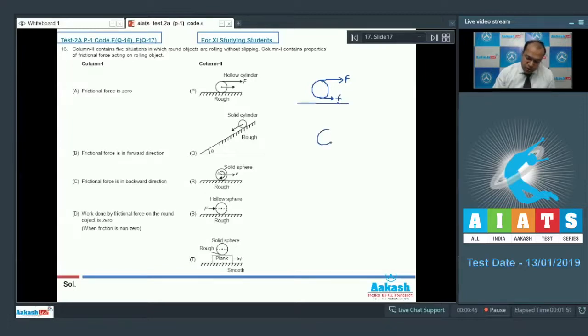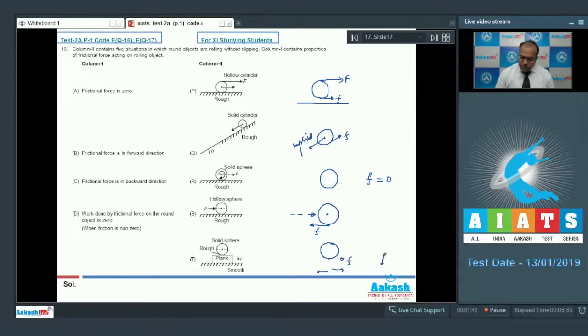Similarly, if I draw the free body diagram of the solid cylinder in this case, mg sin theta is acting in this direction and the frictional force is acting in this direction. Since the solid sphere is in the state of perfect rolling, the frictional force in this case is 0. In the case of the hollow sphere, since the force is acting along the line passing through the center, the friction force will act in this direction. And in the case of the solid sphere, since the plank is moving in this direction, the friction force will act in this direction.